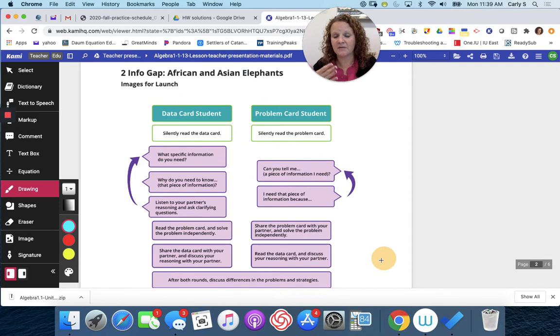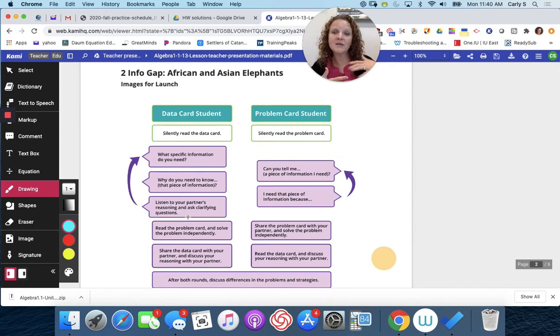What specific information do you need? Why do you need to know that piece of information? Listen to your partner's reasoning and ask for clarifying questions. Okay, this doesn't have to be done quickly. It's important for our understanding to be able to ask the right questions and answer those questions in the right way. So listen to your partner's reasoning and ask for clarifying questions. And then you go back to the top. What do you need? Why do you need to know?